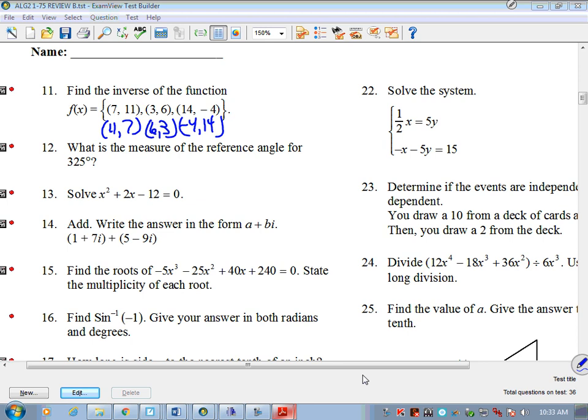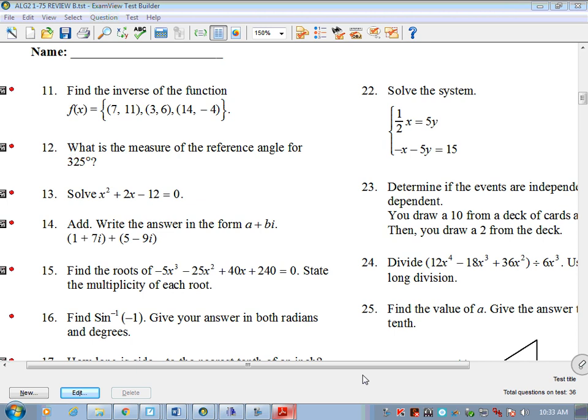Whenever it wants the inverse of a function given the coordinates, I need to remember to flip my x's and my y's. The mistake that people will sometimes make is that they'll make that -7, -11, -3, -6, -14, +4. Right? Don't do that. All right, number 11. Let's look at number 12.